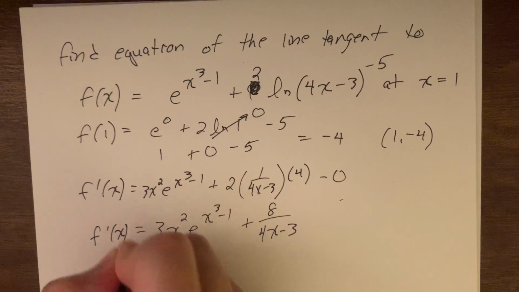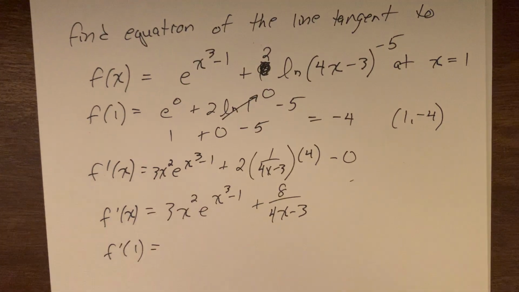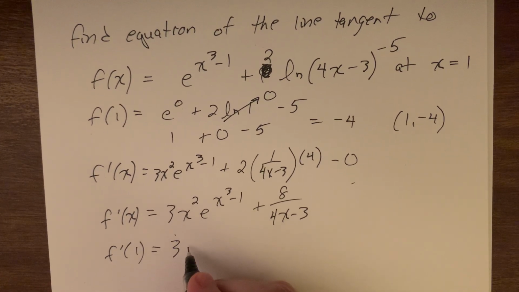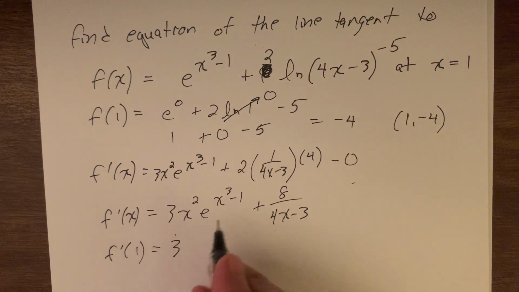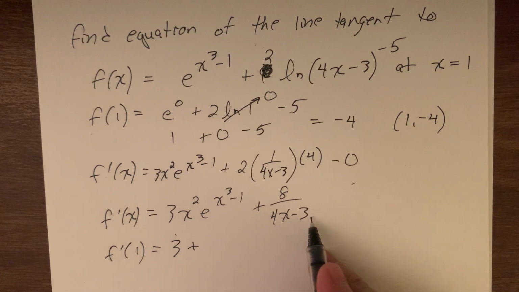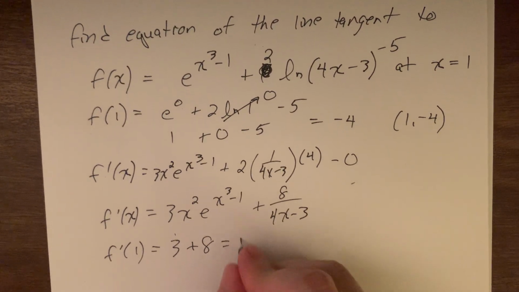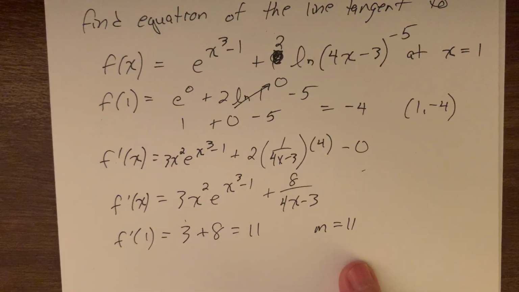So that is f prime of x. So f prime of 1, plugging in 1: 3 times 1 squared is 1, times e to the 0 is 1, so 3 times 1 is 3, plus 8 over 4 times 1 minus 3 will give me 8 over 1, which is 8. So the slope is 11.